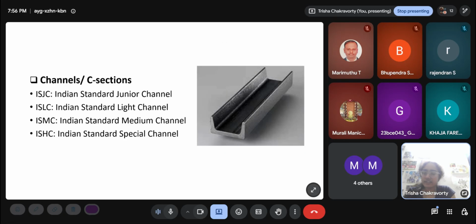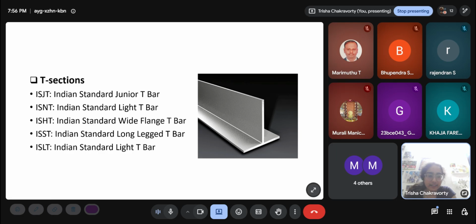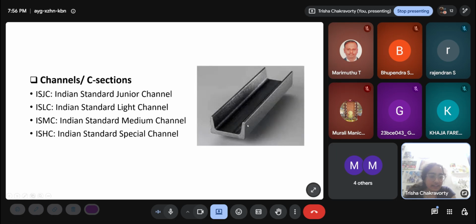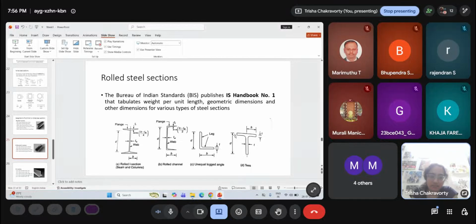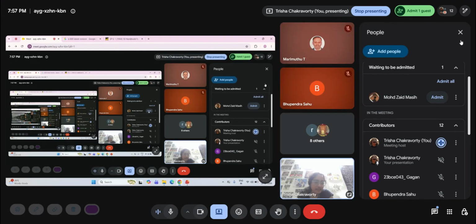Then channels or C sections are ISJC, ISLC, ISMC, ISHC. This is how they look like. Next time you cross a bridge, make sure you look at the truss members or whatever construction it is, so that you can spot this kind of structure. This is a channel section. This is a T section. The length is usually whatever we want. In a factory you have very long sections, and you can cut them to whatever length you want, but the cross section is what is usually fixed by the standard.